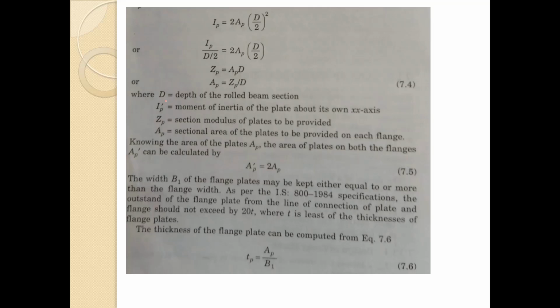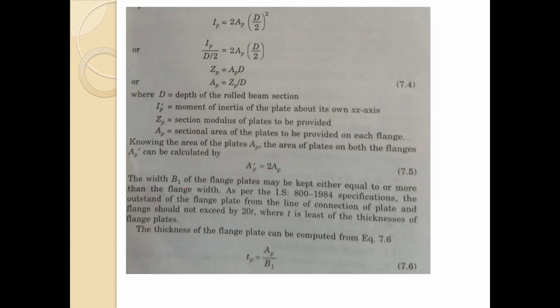Where d is the depth of the rolled beam section, I'p is the moment of inertia of the plate about its own axis, Zp is the section modulus of the plate which is provided, and Ap is the sectional area of the plates provided on each flange. Knowing the area of plates Ap, the area of plates on both the flanges, A'p, can be calculated by A'p equals 2 into Ap, for both the flanges.